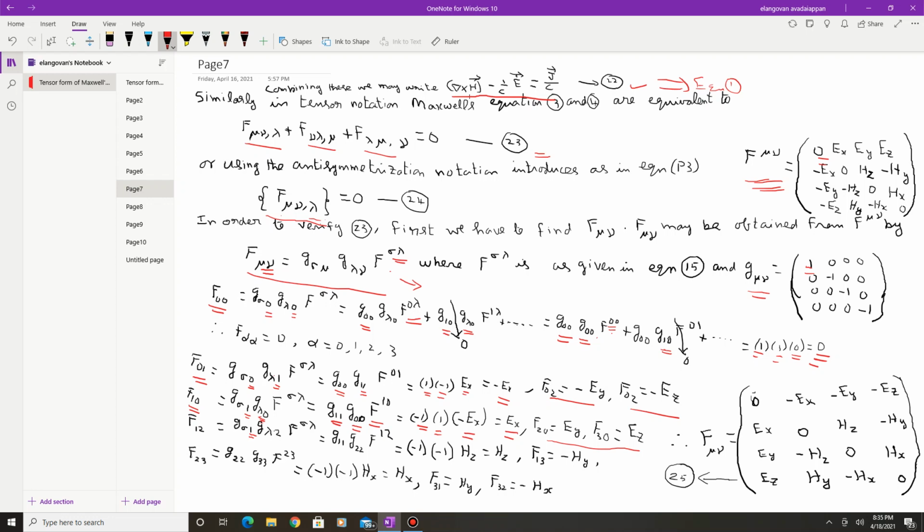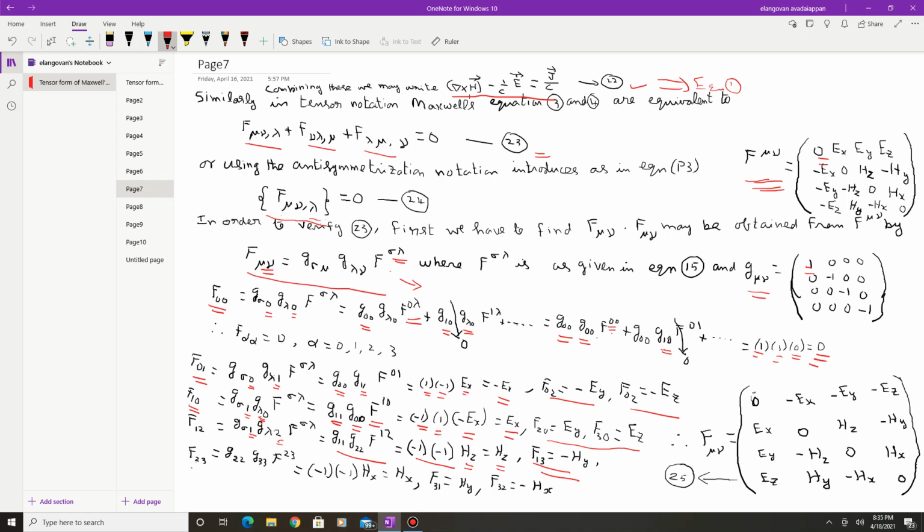mu is equal to 1, mu is equal to 2, and so you perform the summation over sigma and perform the summation over lambda. The only non-vanishing terms are G11, G22, F12. G11 is minus 1, G22 is minus 1, F12 from your contravariant component is Hz. So substitute, you will get it. Like that, this F13 can be calculated.